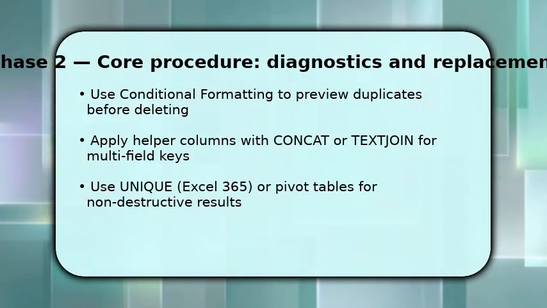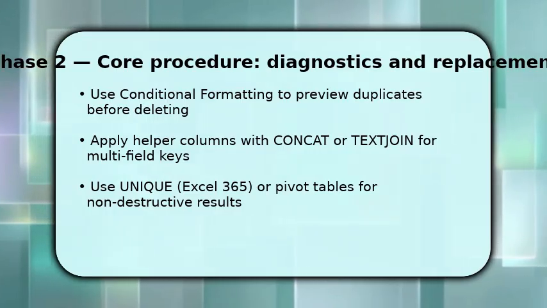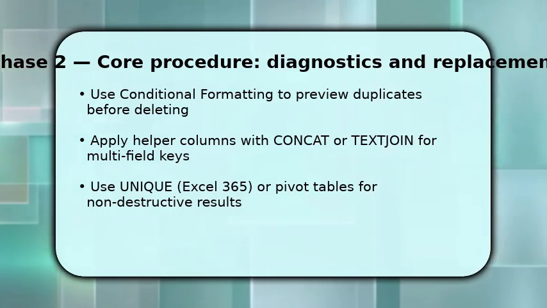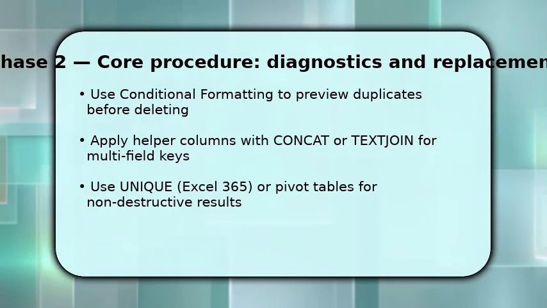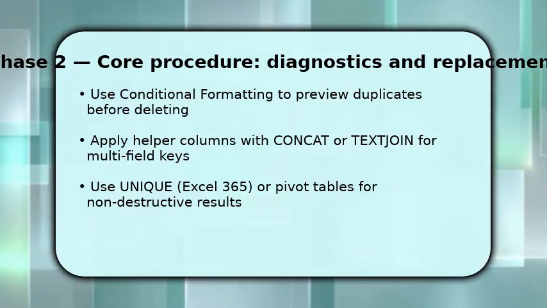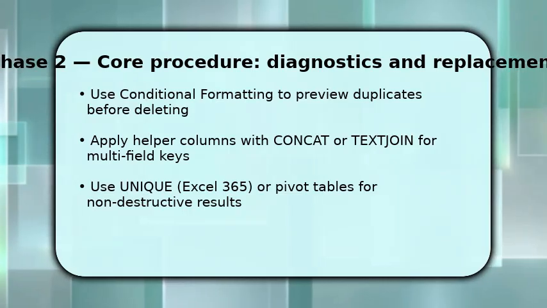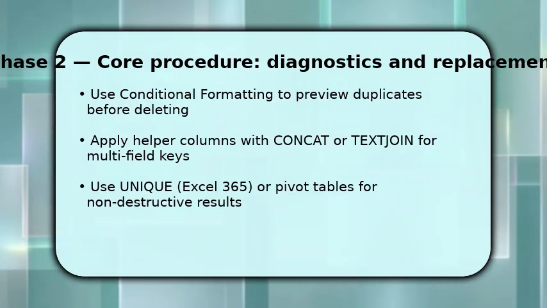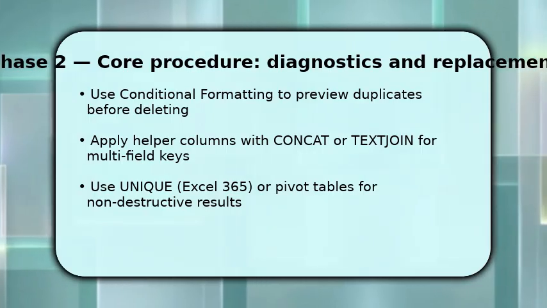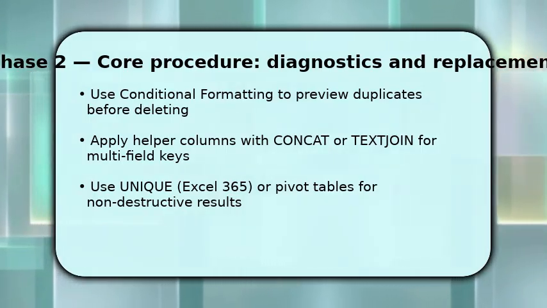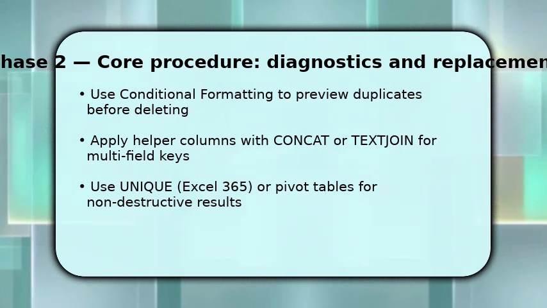It's safer and visual. If duplicates are based on several fields, create a helper column that concatenates values with a delimiter, then run Remove Duplicates on that helper. For non-destructive workflows, use Unique in Excel 365 to generate a deduplicated list, or build a pivot table to aggregate unique combinations. Make sure to double-check sorting and hidden rows before finalizing, and you finish by validating the clean data.